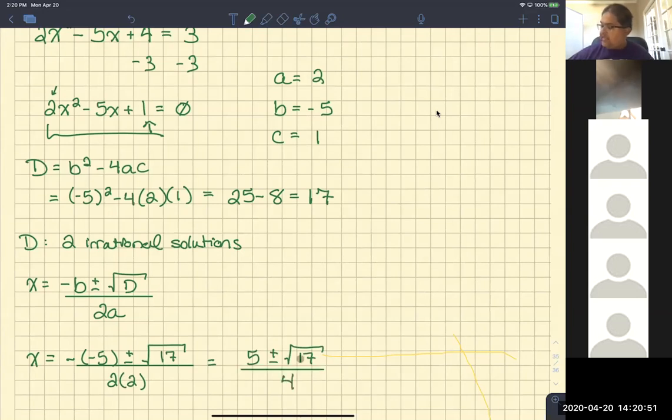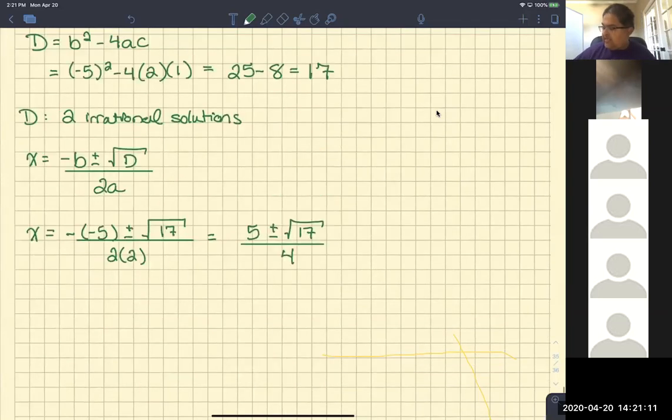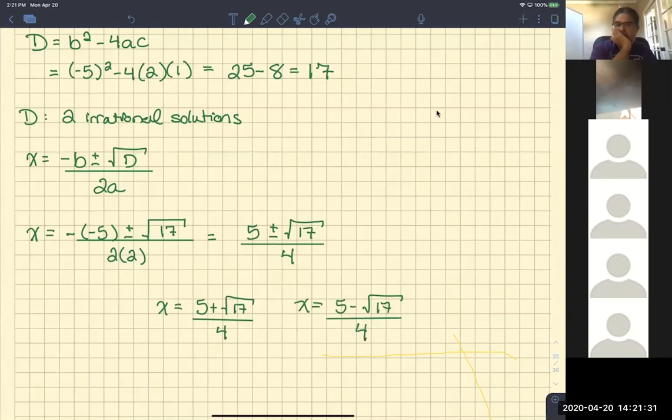Now, notice I can't simplify this further. There's no numbers that multiply to give me 17, one of which is a perfect square. And I can't simplify the top anymore either. I can't factor out anything. They don't have a common factor. So this entire thing is my answer. So my 2 x values are x equals 5 plus root 17 over 4 and 5 minus root 17 over 4. Okay.